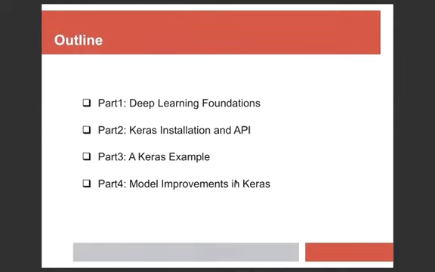In this 2 hour course, we will cover 4 parts. The first is the deep learning foundations. The second is Keras installation and its API. In the third part, we will introduce a simple Keras example on the handwritten digit recognition problem. And in part 4, we will talk about how to improve the model that we built in part 3.